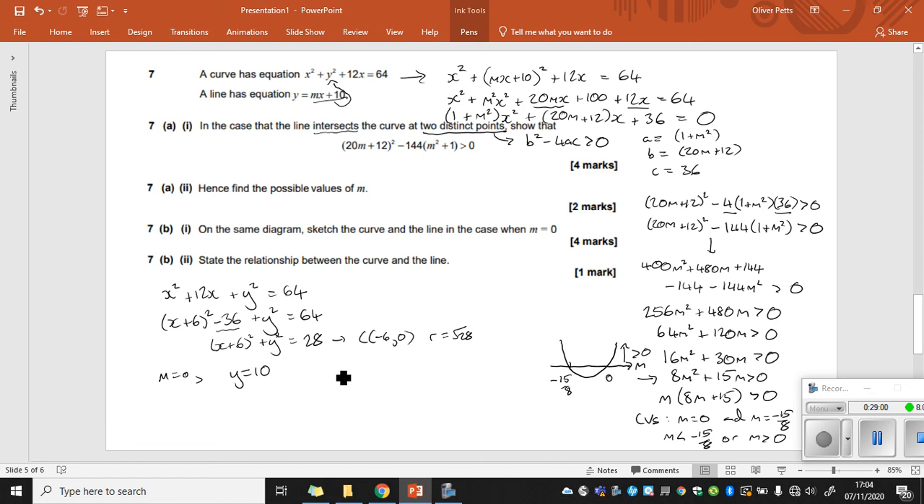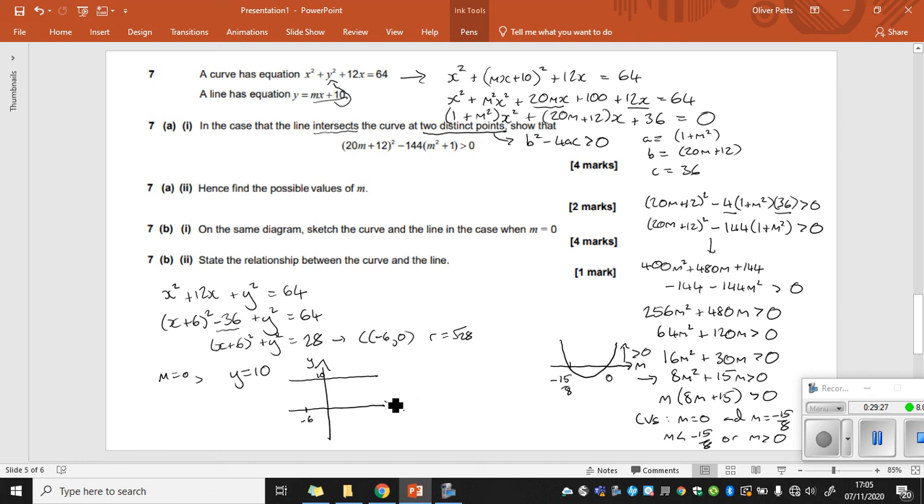But how are they going to interact with one another? Well, if I just start by considering a pair of axes, y equals 10 would just be a horizontal line that goes through 10 on the y-axis. Now our circle has a center at minus 6, 0. So minus 6, 0, let's say it's at that location there.